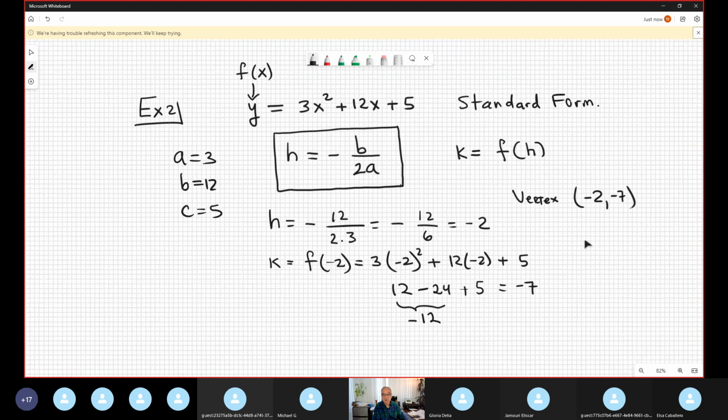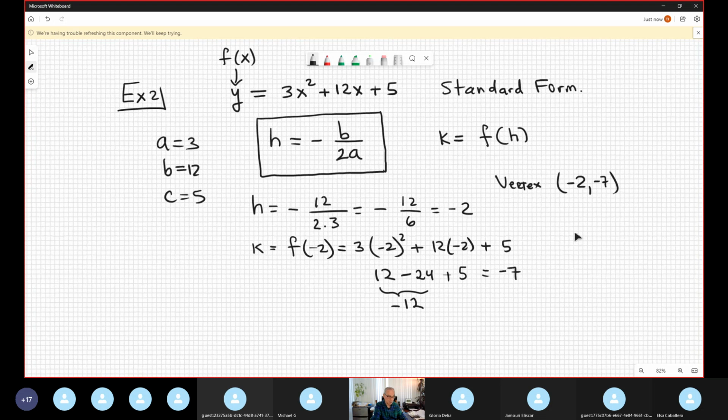At least the vertex part. Everything is okay? Okay, let me try the rest. The rest is, in what direction does this parabola open? In what direction does this parabola open? This is my first. It's over.